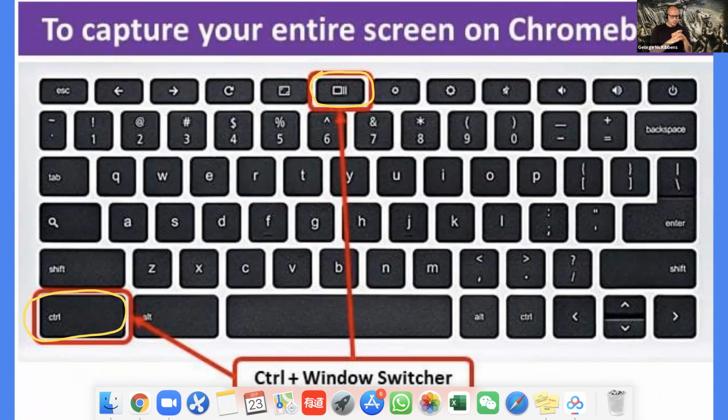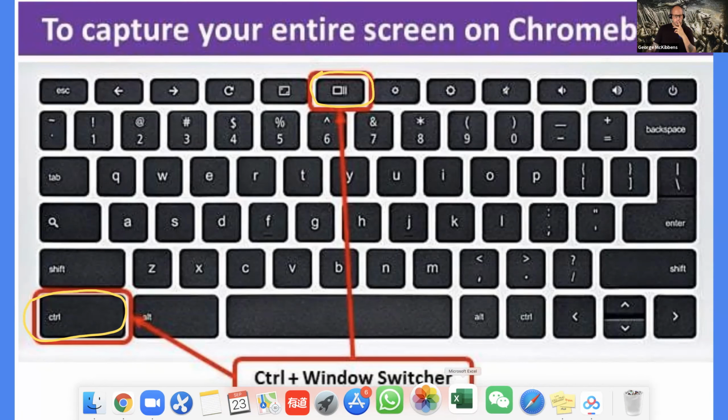Say it again. At the same time, you press the two buttons? Correct. Well, actually, you can hold it down together, but you just press first Control and then window switcher. Everybody can do that right now from their Chromebook. You can try it. Control and then window switcher.